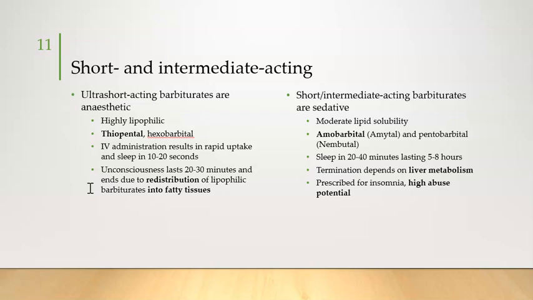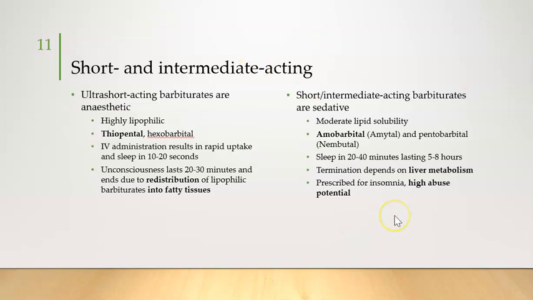It ends due to a redistribution of the lipophilic barbiturates into fatty tissue. So instead of the barbiturates traveling around the brain, they get sucked into the fatty tissue. And remember, when things go into the fatty tissue, then they can't act on your neurons anymore, right? We learned a term about what that's called. If you don't remember, look it up, guys.